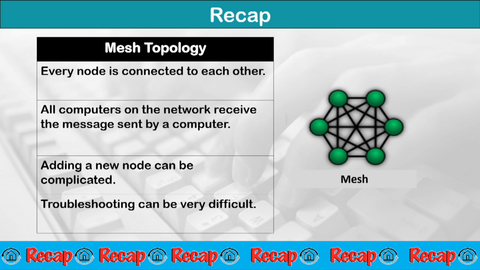The fourth topology was the mesh topology. Every node is connected to each other. All computers on the network receive the message sent by a computer. Adding a new node can be complicated, and troubleshooting can be very difficult.